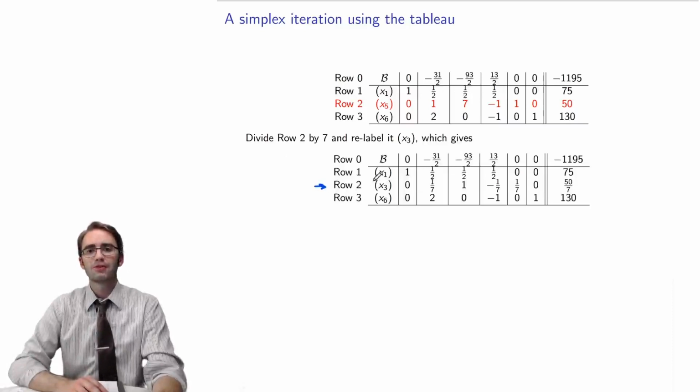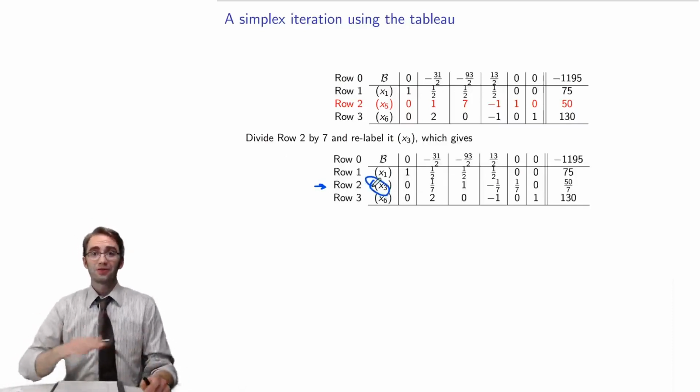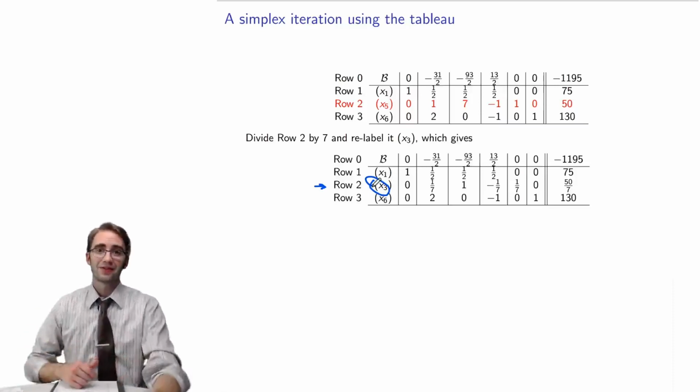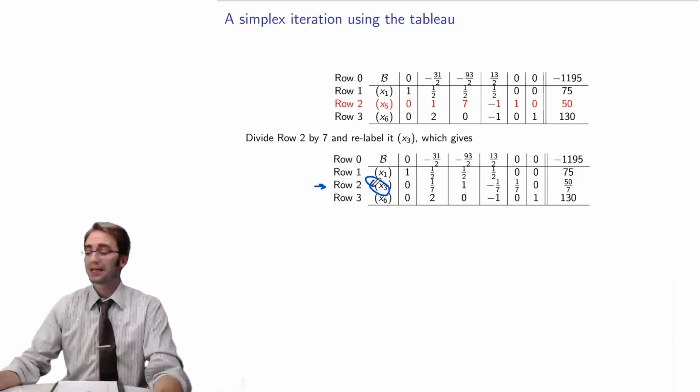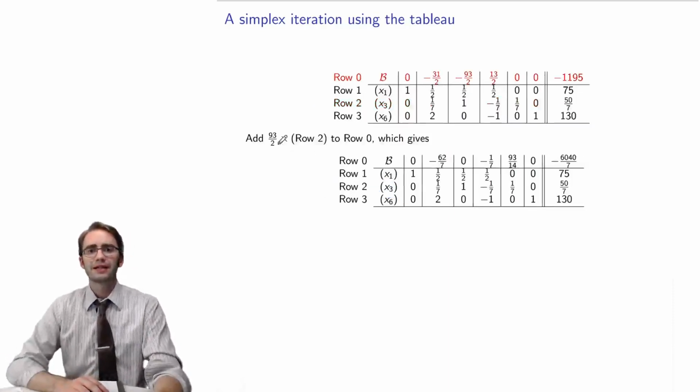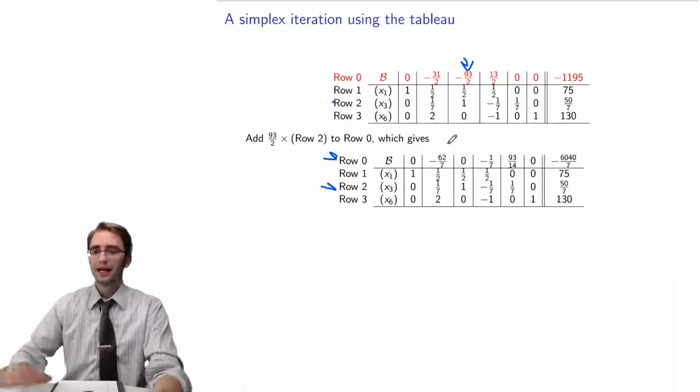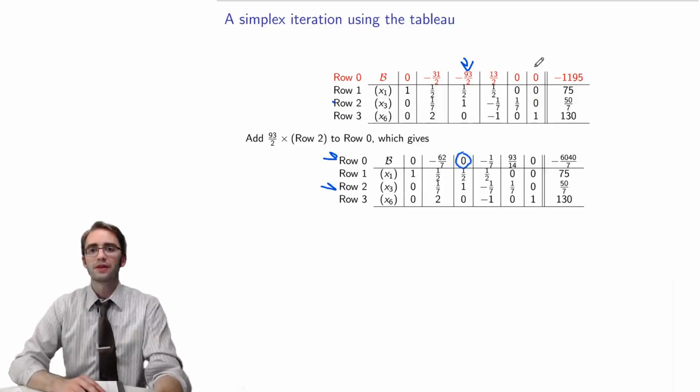And now I also am going to relabel that with an x3, just so I can remind myself, by the way, this row is no longer the row corresponding to basic variable x5. It's now x3 instead. So it's important to remember that you do that. Okay, so all I did is I divided row 2 by 7, and I got that. And then next I take 93 halves times this row, and I added it up there. So when I multiplied row 2 by 93 halves and brought it up to this row, I get this row there. And in particular, now I've got this 0 there as I want it to be.